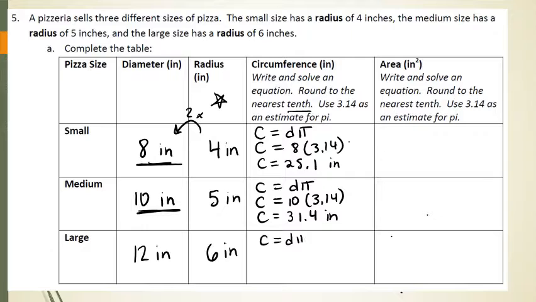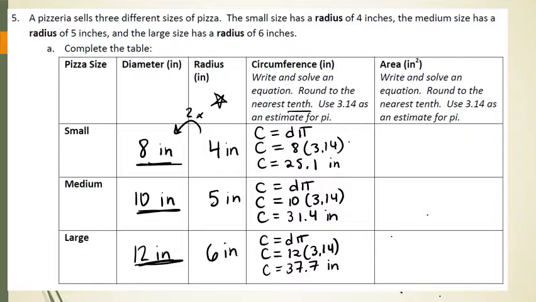Again, circumference equals diameter times pi. So the circumference is 12 for the diameter times 3.14. And when we multiply 12 times 3.14, we get 37 7/10 inches. And I'm rounding to the nearest tenth. Now let's find the areas.